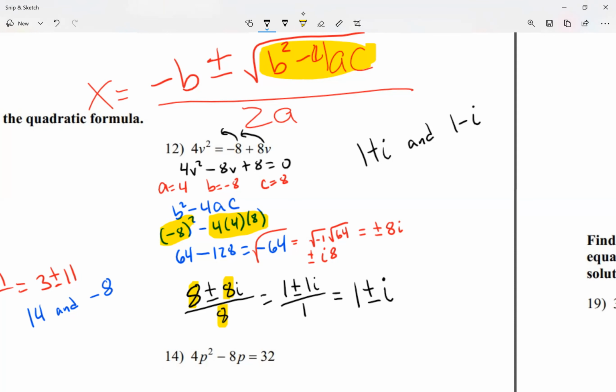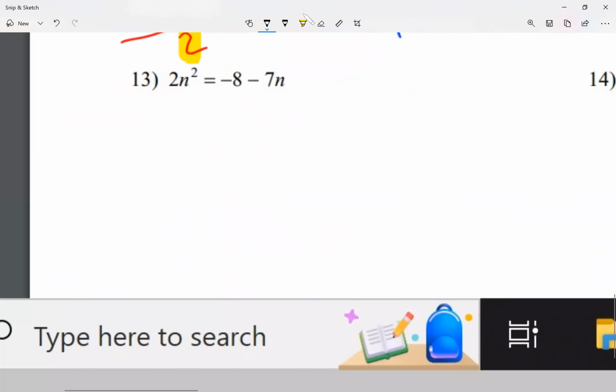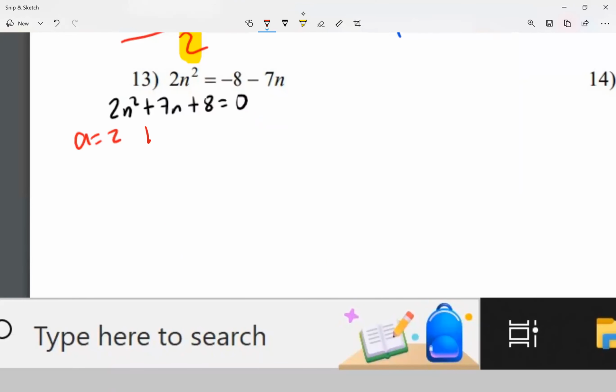Okay, interesting. Let's take a look at question number 13. Let me move everything to the left, right? So I have 2n squared plus 7n plus 8 is equal to 0. Don't forget to switch the signs and don't forget to write this in order, exponents in order. So I have that my A is 2, my B is 7, and my C is 8.